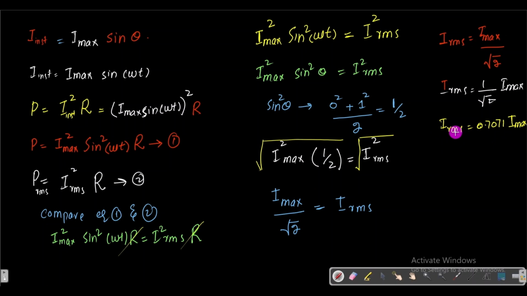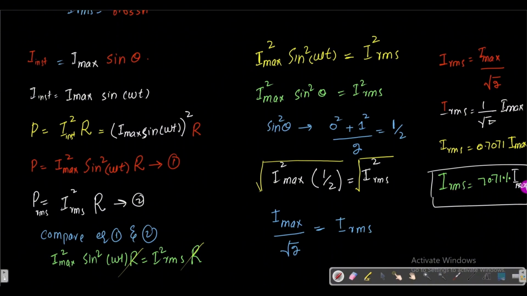So in percentage we can write that I RMS is equal to 70.71% of I maximum. From this relation, the RMS value will be 70.7% of the I maximum value.